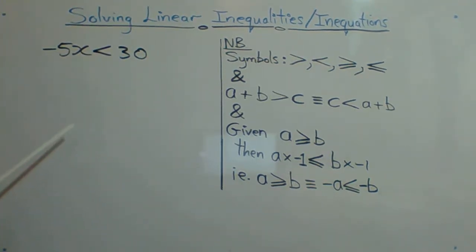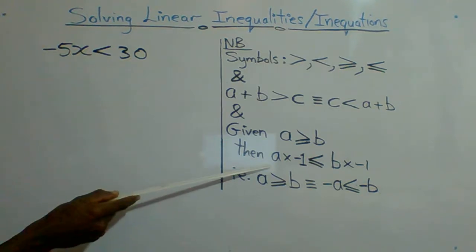In this next example, we need to solve for x for the statement negative 5x is less than 30. So, in order to get 1x from negative 5x, we need to do the opposite of times negative 5, which is to divide by negative 5.